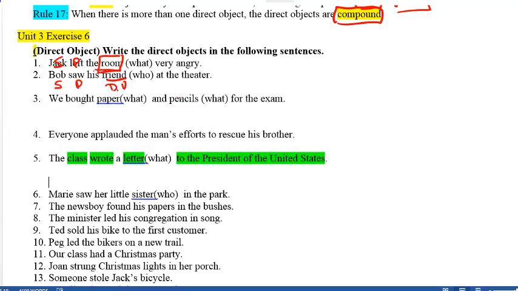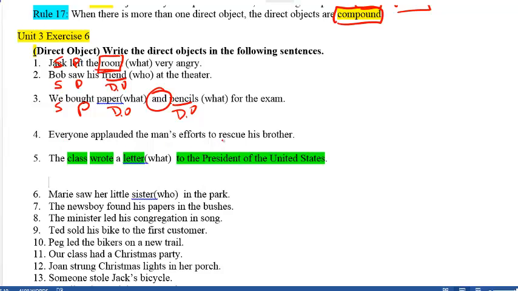We bought paper and pencils for the exam. We is the subject, bought is the predicate. Paper answers what, so this is your direct object. Whenever you have the word and, remember, it's going to be compound. Pencils answers what, so that's our direct object.